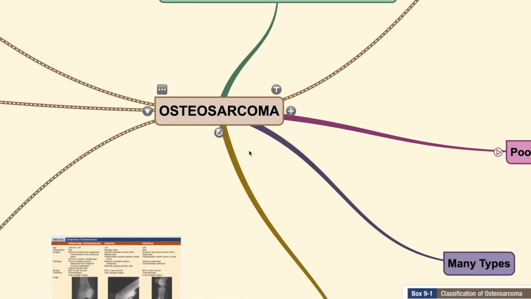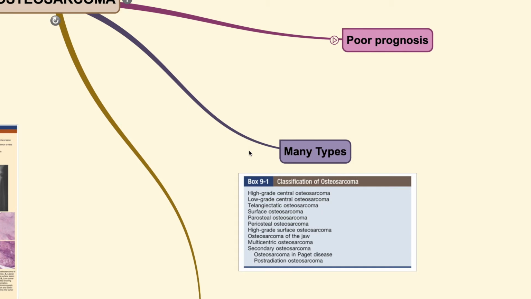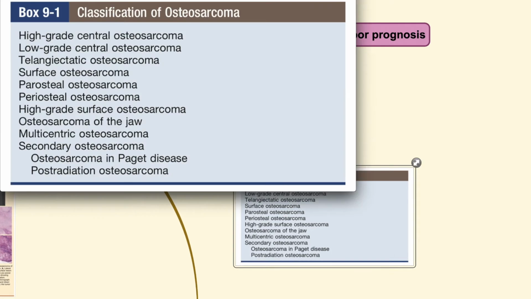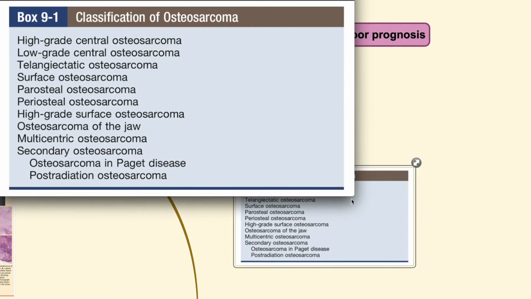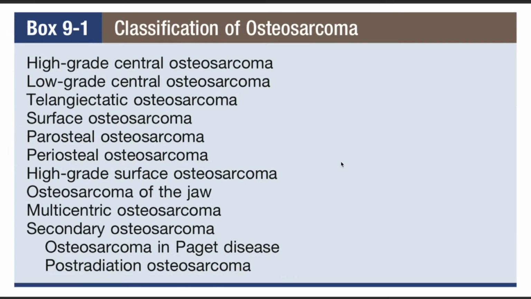The first thing I would like to let you know is that there are many types of osteosarcoma, and various literature has divided them in several manners, but I find this classification to be one of the easiest to memorize. Basically, osteosarcoma can be divided into central osteosarcoma, telangiectatic, surface parosteal, periosteal, high grade surface osteosarcoma, osteosarcoma of the jaw, and also the subtypes of the secondary ones, as seen in Paget disease.